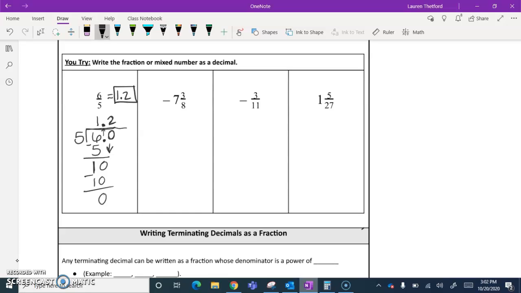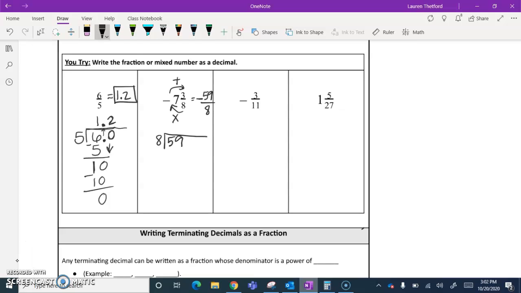All right, so with a mixed number, we need to turn it into an improper fraction. So we multiply 8 times 7, and we add that to 3. So that's going to give me negative 59, because 8 times 7 is 56, plus 3 is 59, over 8. 59 goes on the inside, and then 8 is on the outside.